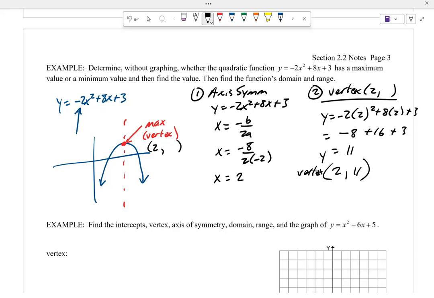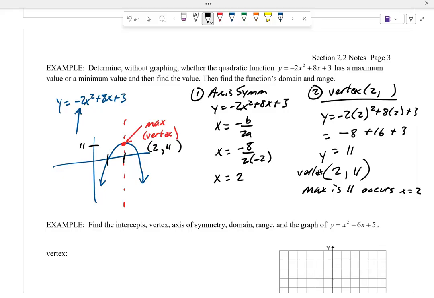Okay, it says find the value then. So what is the max? Max is 11. It occurs at x value of 2. And so that would be the point (2, 11). So I obviously did not draw this to scale. But there's our max. Now the domain and range.